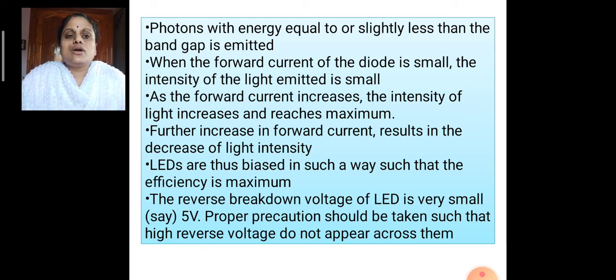The reverse breakdown voltage of an LED is very small, of the order of 5 volt. Proper precaution should be taken such that high reverse voltage does not appear across them.